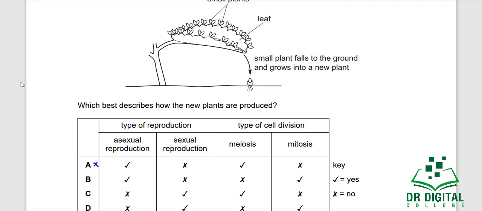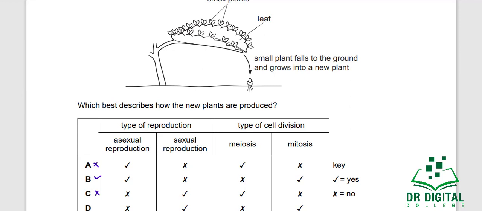Okay, in B, this is asexual reproduction, this is not sexual reproduction, meiosis is not involved, mitosis is involved, so B could be the possible answer. C is asexual reproduction, not, and sexual reproduction is there, so this is not a sexual reproduction, so C is wrong. Moreover, it's saying that meiosis is involved.